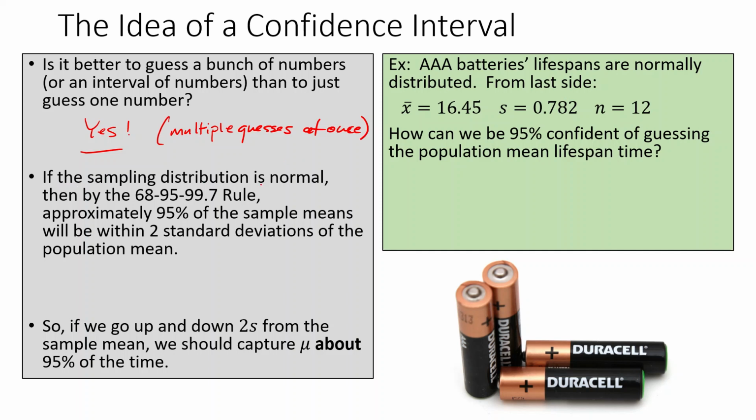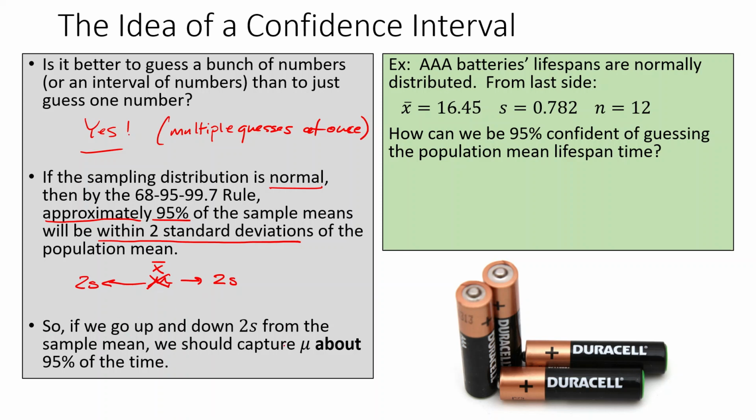So if we're using a sampling distribution and the sampling distribution is normal, which is why we always check to see if it's normal, then the empirical rule works, which means approximately 95% of the sample means will be within 2 standard deviations of the population mean. So we could start from our mean, and we could go up 2 standard deviations, and we could go down 2 standard deviations. And technically, we don't have this mean. We'll have x bar, and that's what we do usually.